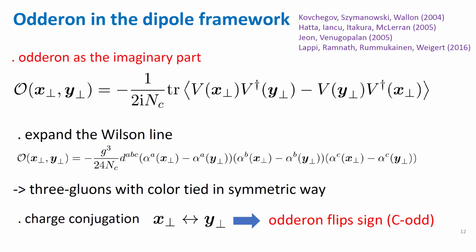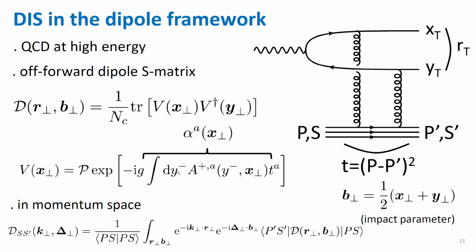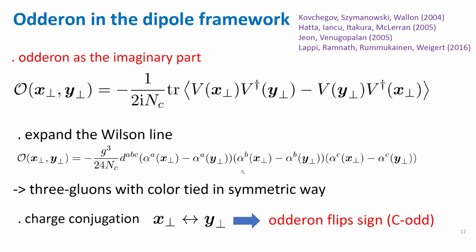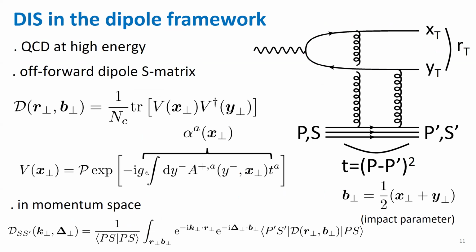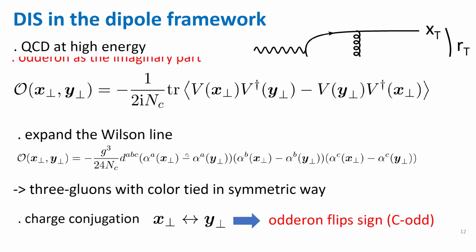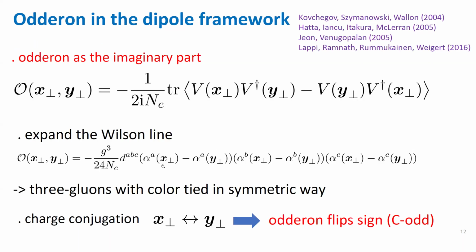The way the Odderon emerges in this framework is simply as an imaginary part of the dipole S matrix. You can confirm this by expanding the Wilson lines and finding a term cubic in the gluon field. I make a shorthand for this longitudinal integral over the gluon field, alpha. And you have a cubic in the gluon fields that is contracted with this d factor.